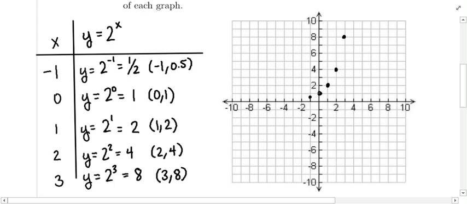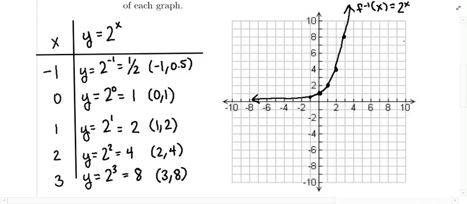It behaves like any exponential does. One side is going to climb quickly. The other side is leveling off here at the x-axis. This is the graph of f inverse, which is 2 to the x. This is not a logarithmic function. We're about to do that.